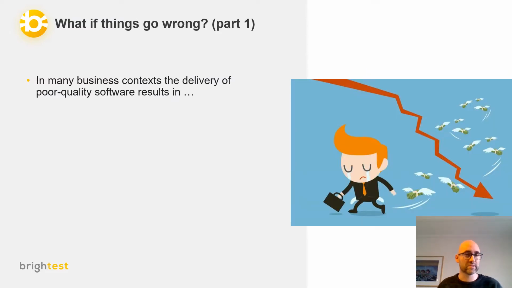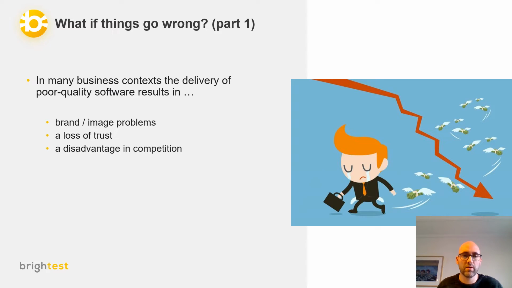When considering risks, we must also consider what if things go wrong. In most business contexts, the delivery of potential poor quality software results in things like brand and image problems, a loss of trust by your customers, your peers, disadvantaging competition, financial losses, but also possibly fines, lawsuits, and so on.